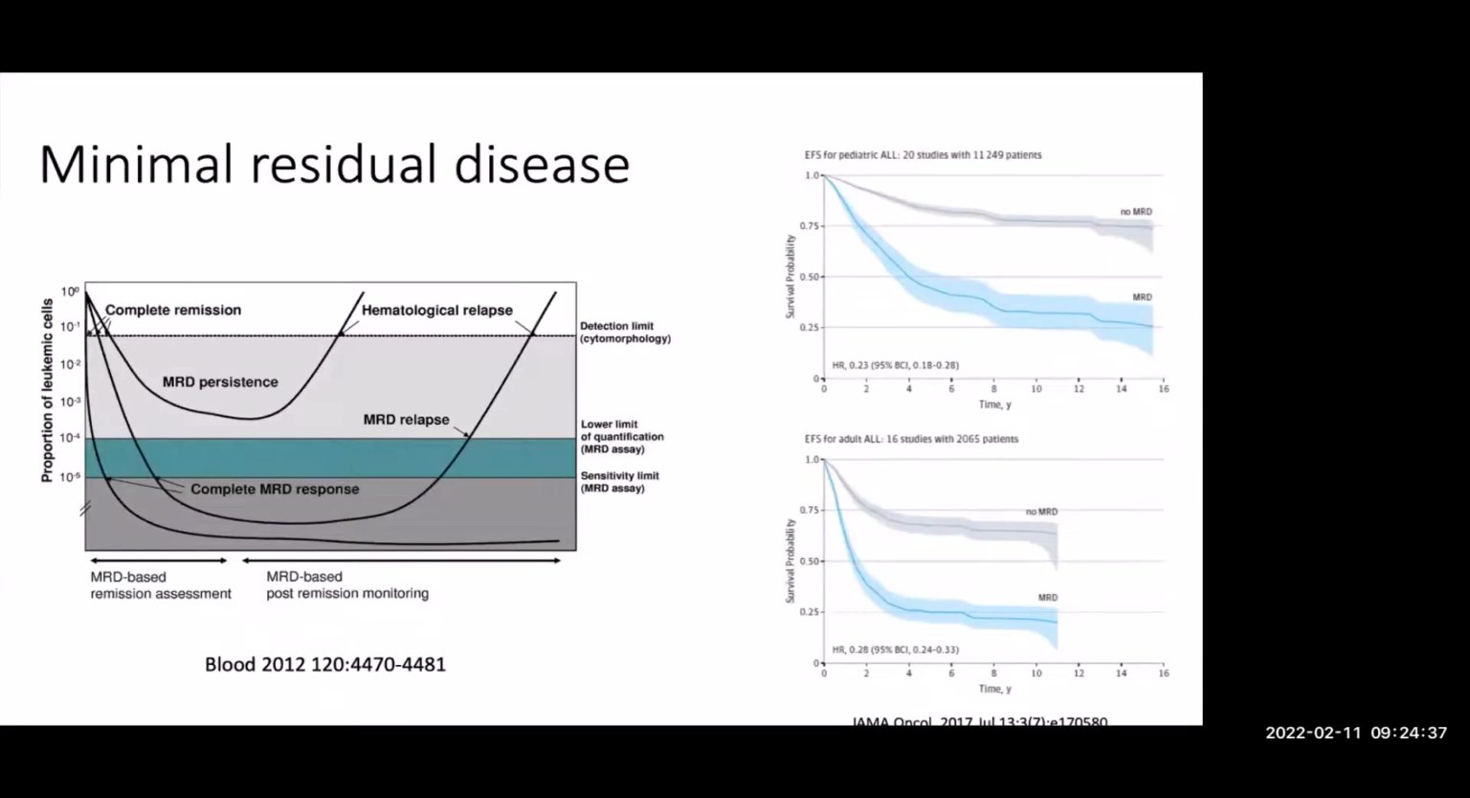And coming to the minimal residual disease, minimal residual disease identifies the disease which is not recognized by conventional cytomorphology, and in both pediatric and adult settings, presence of MRD has been associated with inferior outcomes. As we see in these graphs, in adult patients, presence of MRD at the time point of week 10 has inferior outcomes compared with absence of MRD.